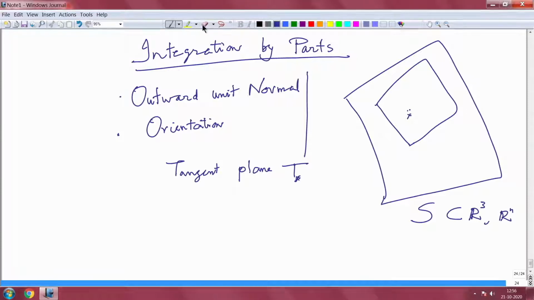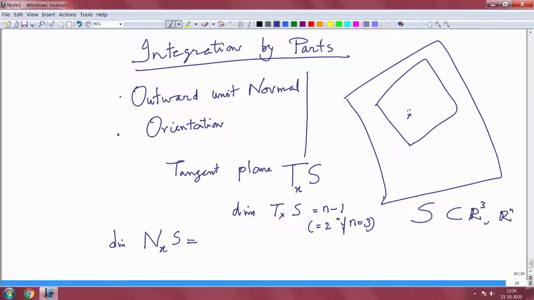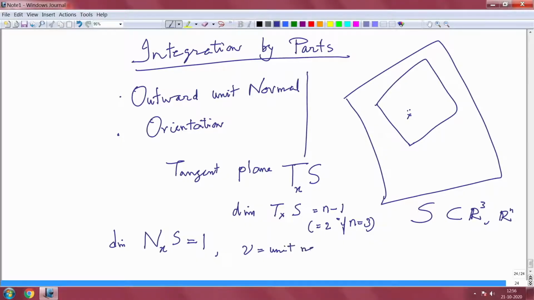Okay. So, you have your tangent plane to that surface, and the dimension of the tangent plane will be n minus 1, that is equal to 2 if n is 3, you see. So, you have a 2-dimensional thing, that means the tangent space will be 1 dimension less, and hence it will have a normal, and the dimension of this is always 1. So, it will be spanned by one vector. So, there will be a normal and hence you have a unit normal. You will have one unit normal vector.